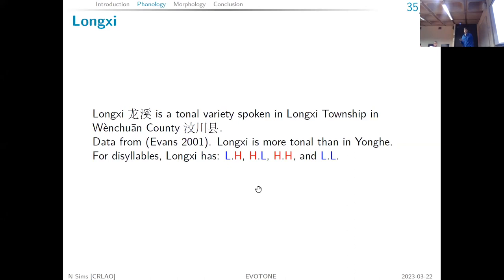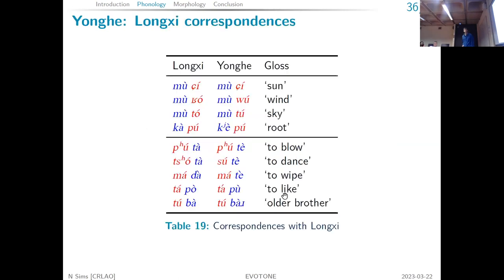Bongxi, again, is our conservative shining light, and it's more tonal than other varieties. In Bongxi, you can have a low tone and a high tone, so low-high, high-low, high-high, or low-low. So all four combinations for the two tonal categories. When we compare this with another variety, we find that the tonal correspondences are regular.